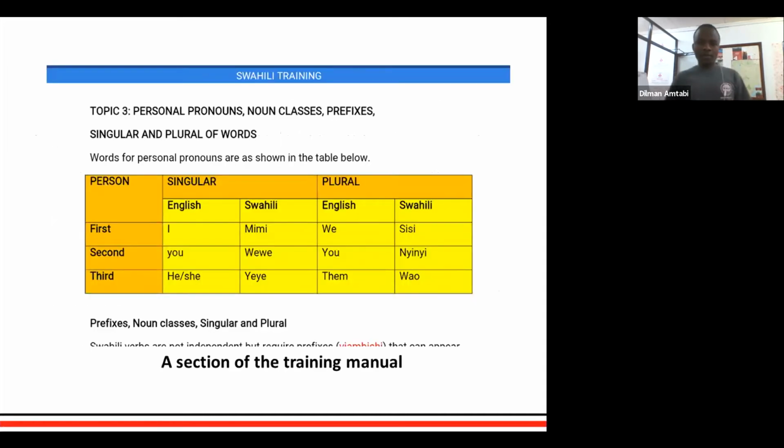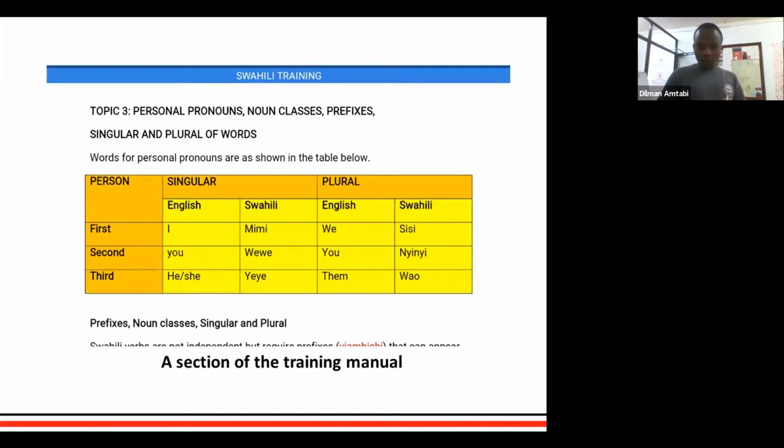And next is just an example of a section in the training manual. So for example, this is topic 3. Under topic 3, we have things like personal pronouns, noun classes, prefixes, and singular and plural of words. So just an example, when you are referring to the first person, in English we say I, and in Swahili we say mimi. For the second person in English we say you, and in Swahili we say wewe. For the third person in English we say he or she, but in Swahili we say yeye.